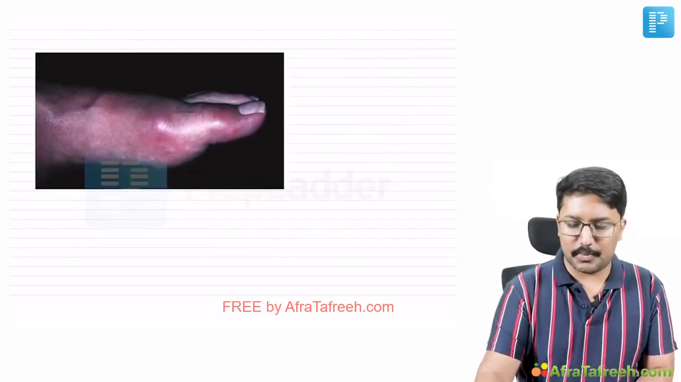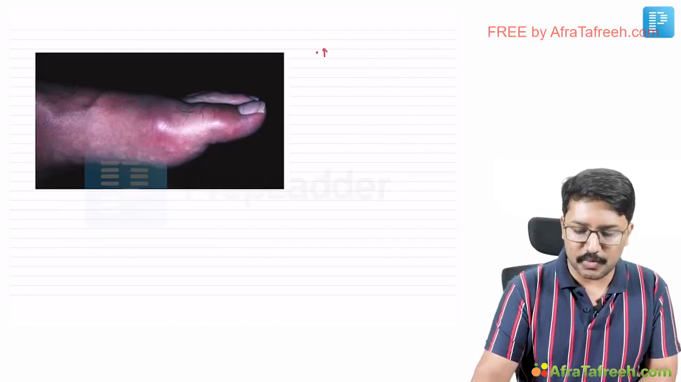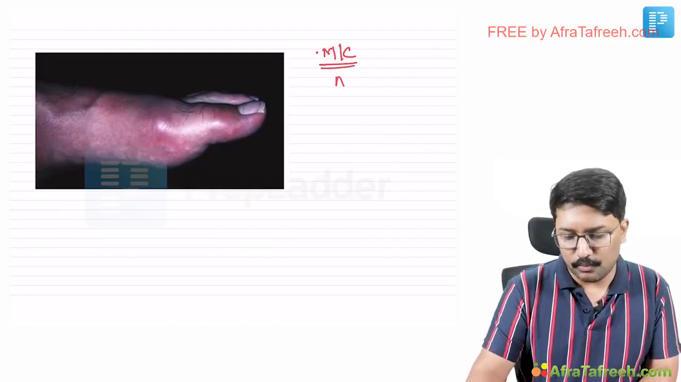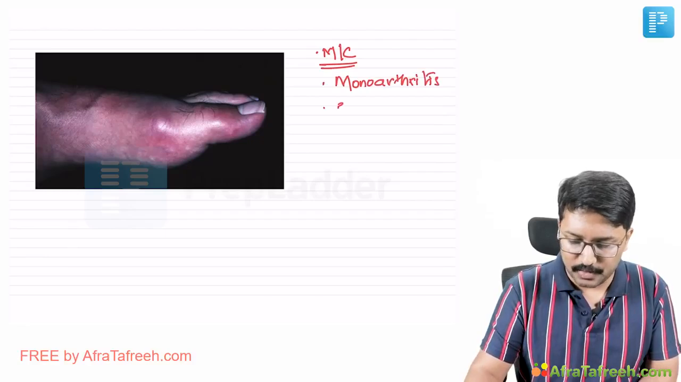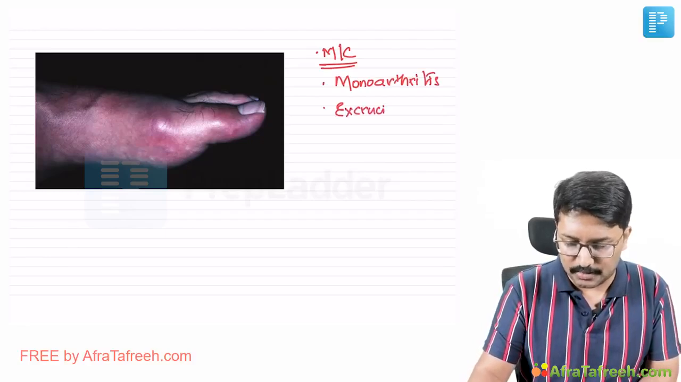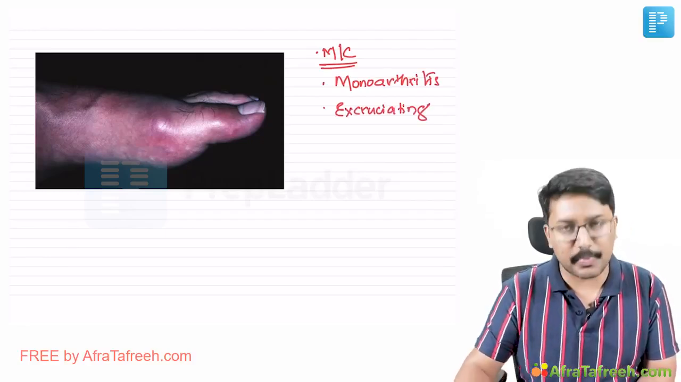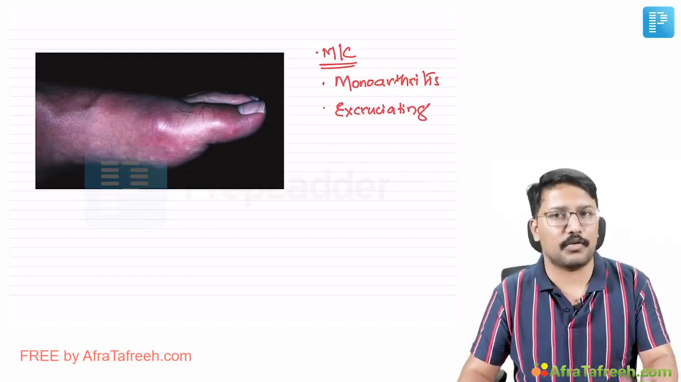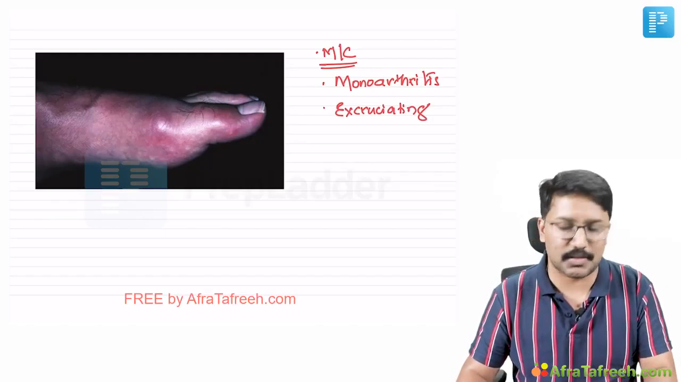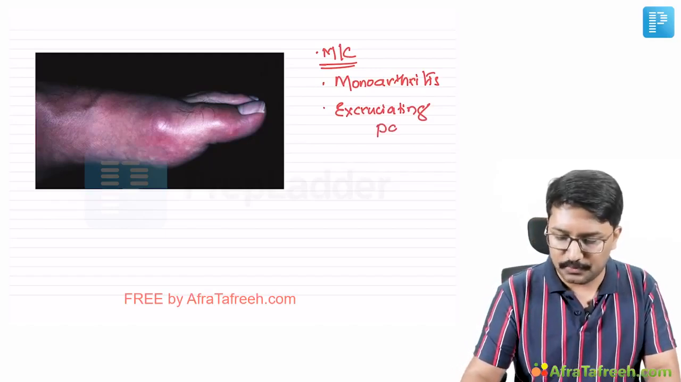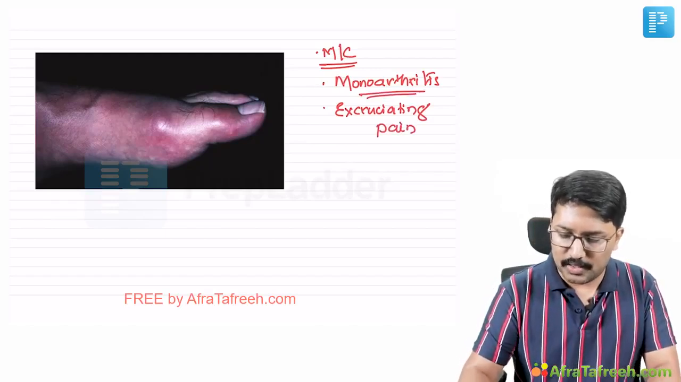Now talking about acute gouty arthritis. Acute gouty arthritis is what patients usually present with. The most common presentation is monoarthritis, right? Sudden onset monoarthritis associated with excruciating pain. The pain is extremely excruciating. This is one of the worst pains that human beings can experience, apart from subarachnoid hemorrhage and maybe parturition. This is also one of the very severe pains that patients experience.